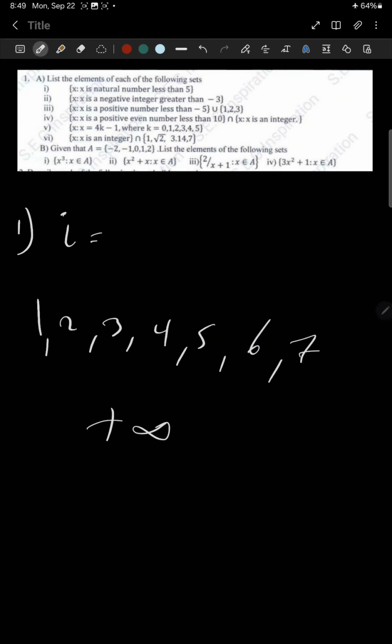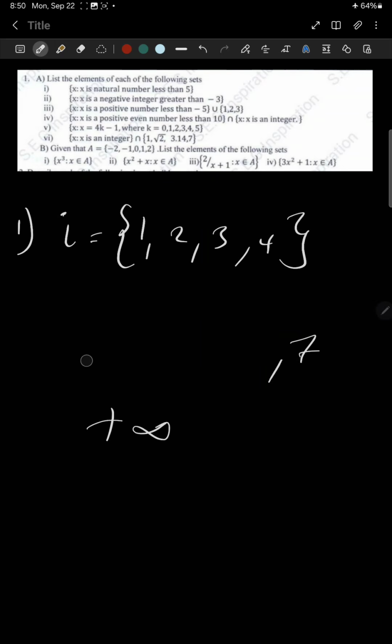So how do you list this? The first thing they're saying: x such that x is a natural number less than 5. So what are natural numbers? Natural numbers are counting numbers from 1, 2, 3, 4, 5, 6, 7 to positive infinity, right? Those are natural numbers. So we're looking at natural numbers less than 5. So it will be 1, 2, 3, 4. Okay, that's the answer. Someone will be like, what about 4.5? Well, 4.5 is not a natural number. That is just a real number. It's not even an integer.